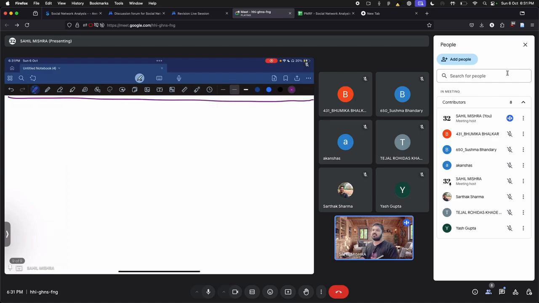Then the most important thing in this chapter is PageRank, etc., but I feel eigenvector centrality is an important topic. Is there anyone who can explain to me what eigenvector centrality is?